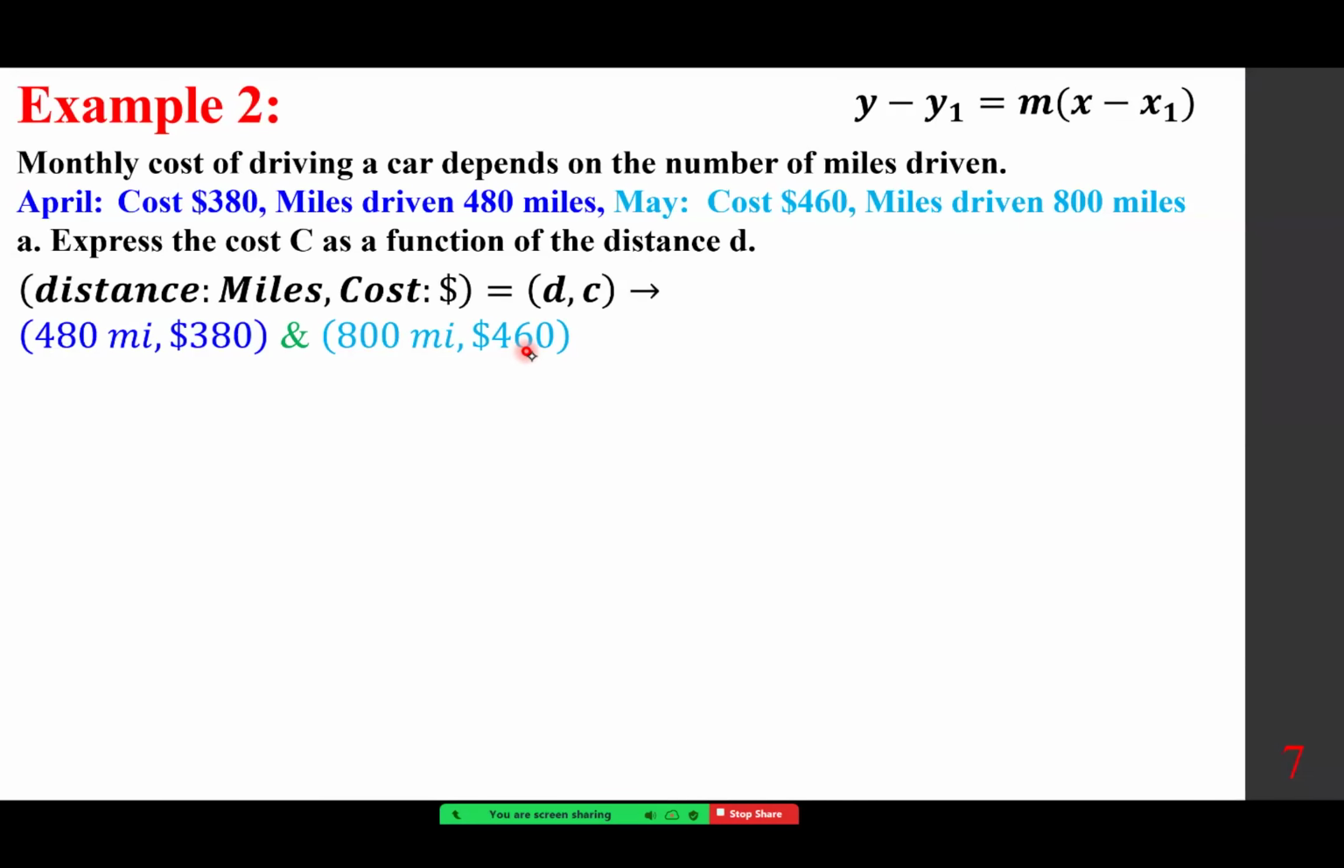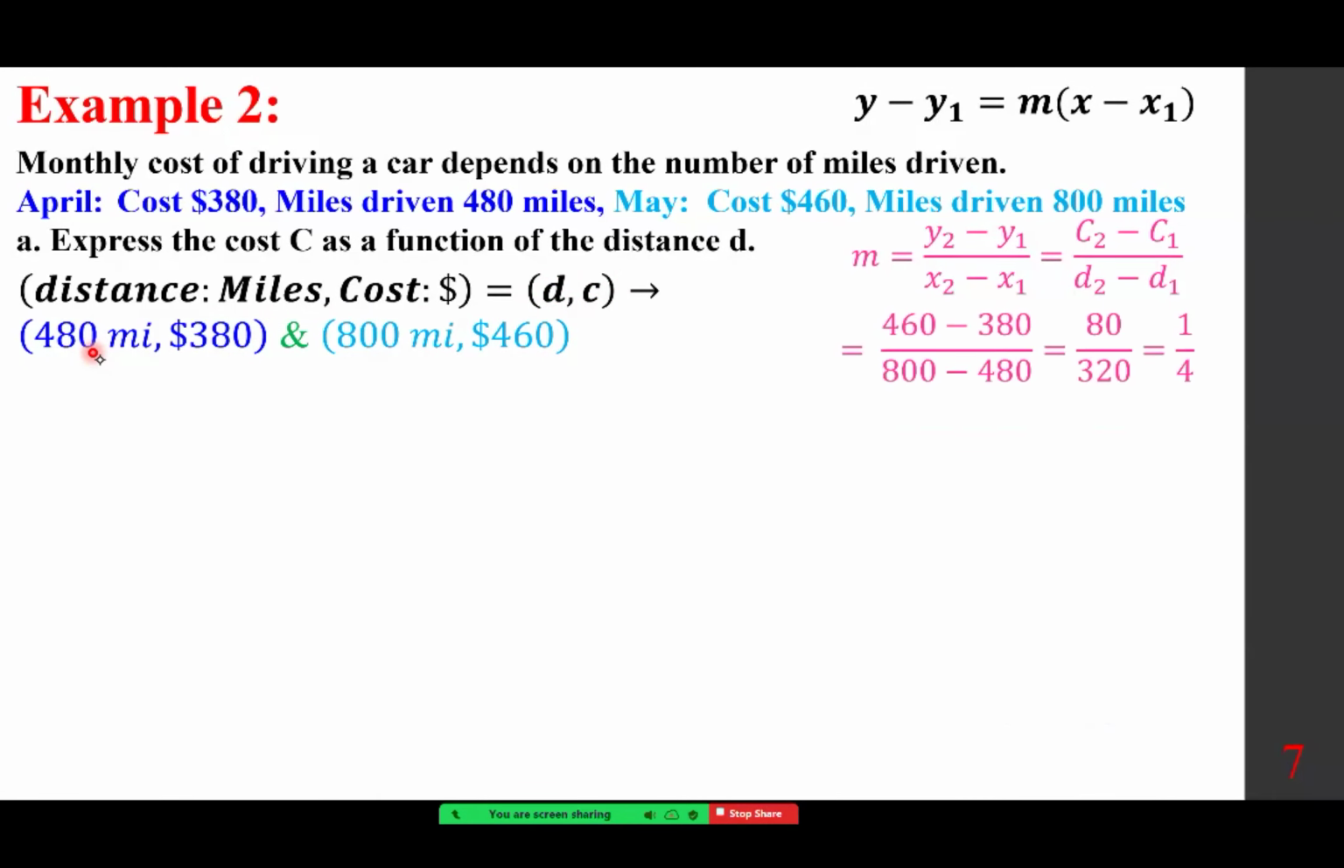We are going to calculate the slope, rise over run, and we're going to write y sub 2 minus y sub 1 over x sub 2 minus x sub 1. However, in this case, where we are using different variables, d and c, it's going to be c sub 2 minus c sub 1 over d sub 2 minus d sub 1. Therefore, we are going to say 460 minus 380 over 800 minus 480, which is 80 over 320, which is 1/4.